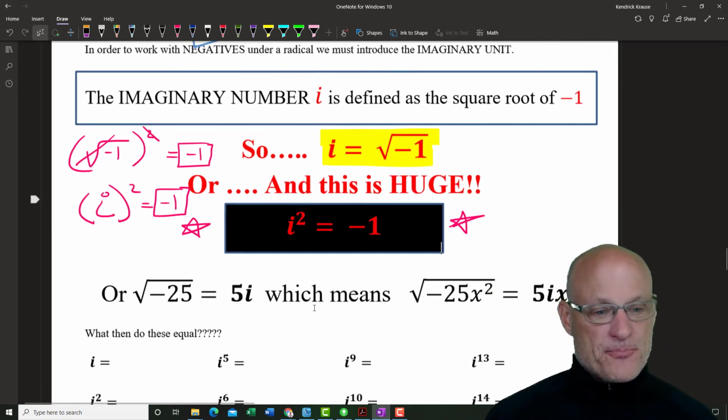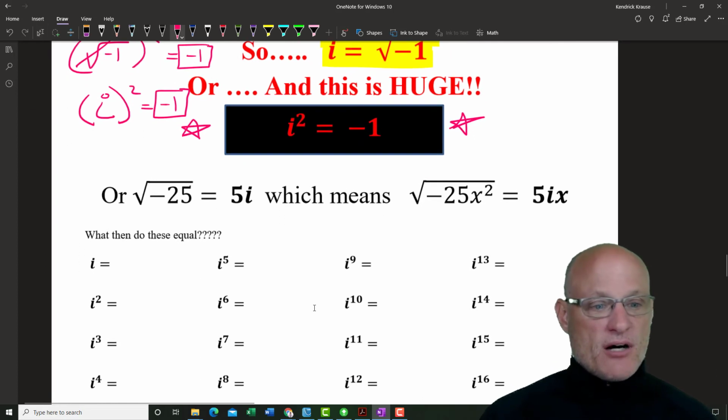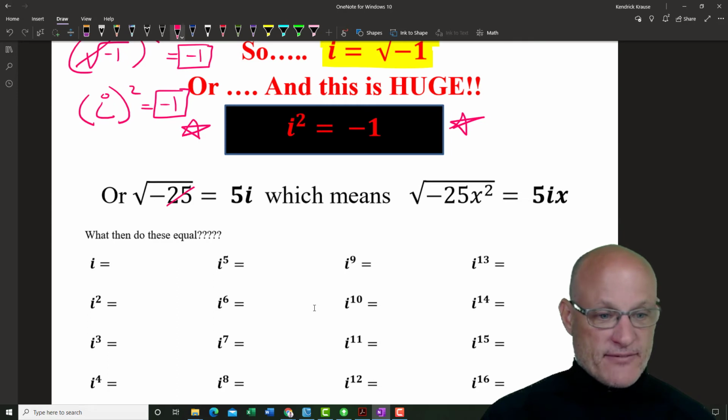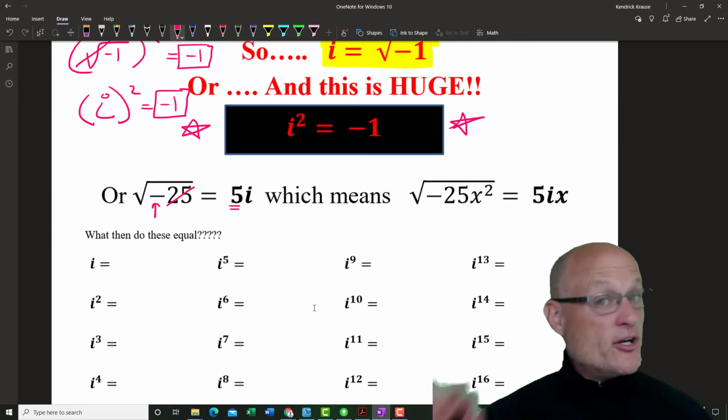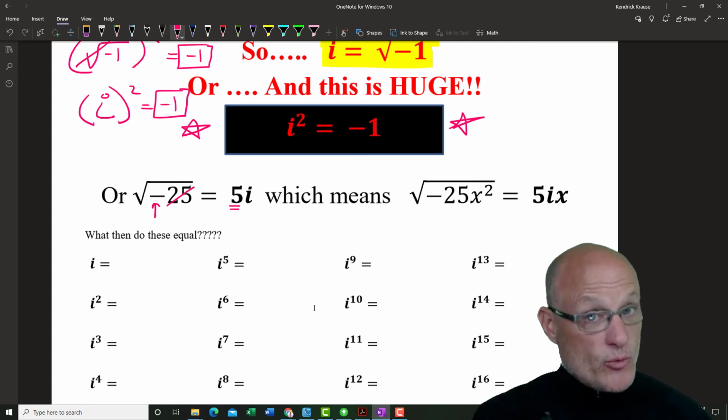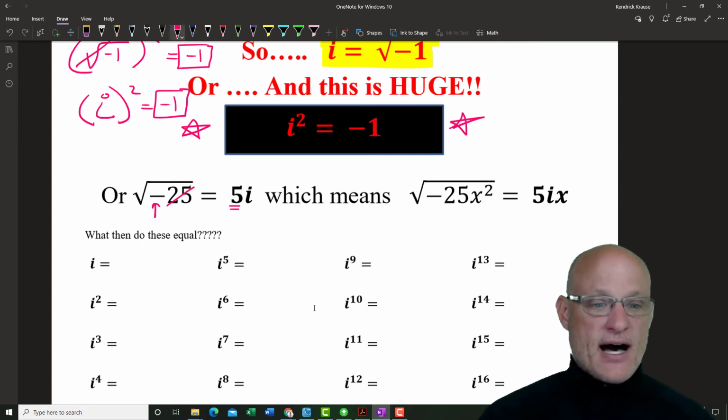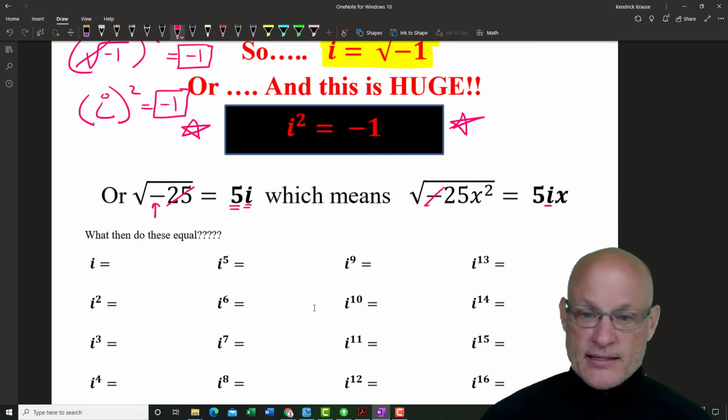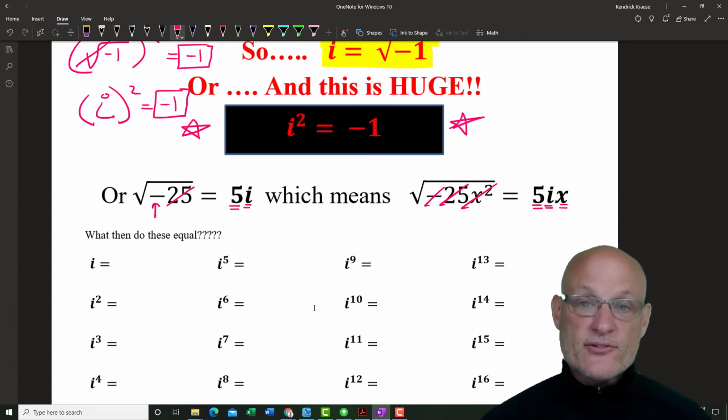So let's check this out. What's the square root of negative 25? Well, the square root of 25 is 5. And anytime you have the negative underneath a square root and only a square root, you will have i out as an answer. So what would be the square root of negative 25x squared? Well, the square root of negative is i. The square root of 25 is 5, and the square root of x squared is just simply x.